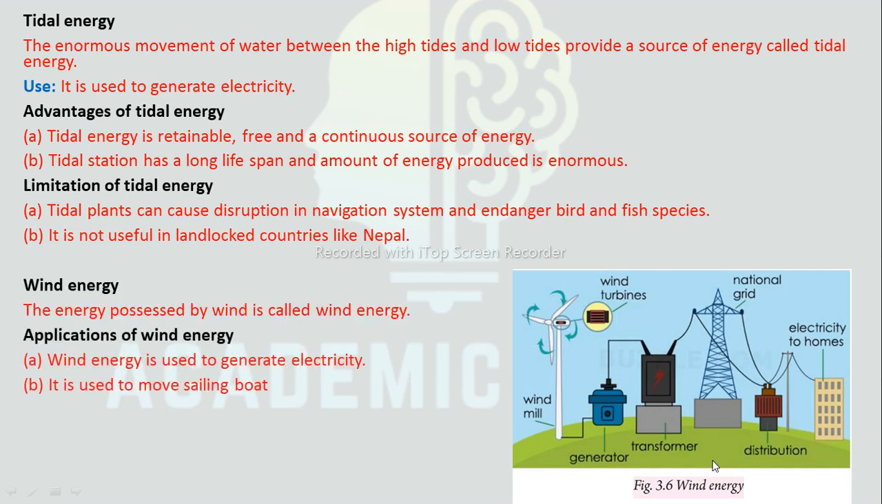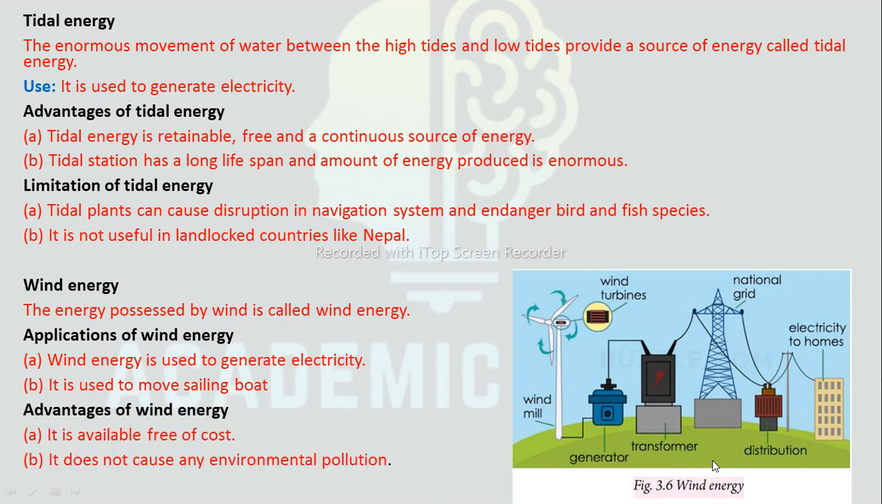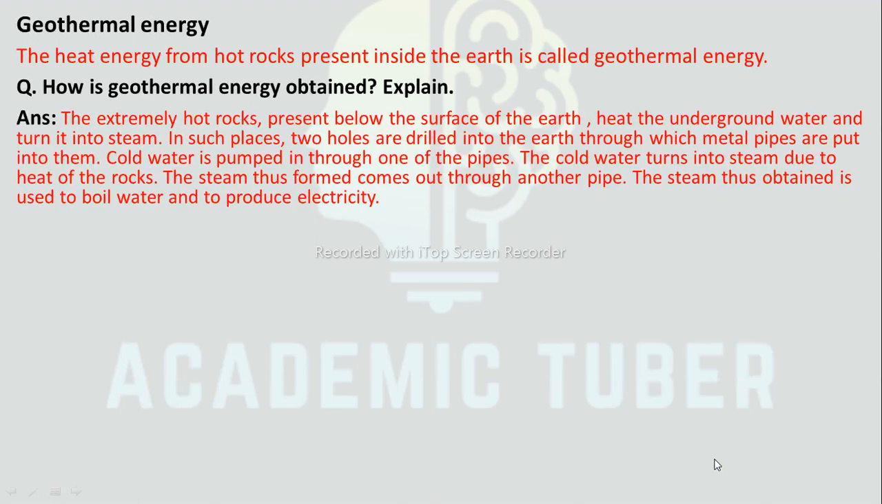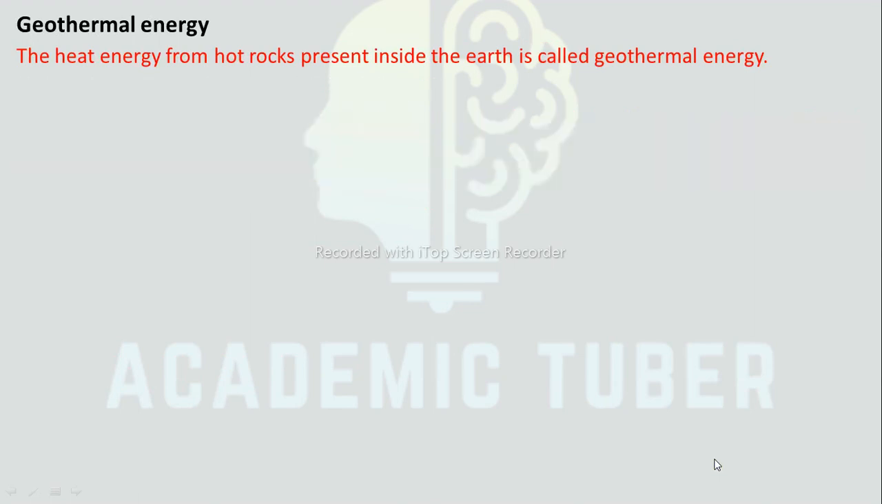Wind energy. The energy possessed by wind is called wind energy, and it is used to generate electricity. It is used to move sailing boats. Advantages of wind energy. It is available free of cost. It does not cause any environmental pollution. Geothermal energy. The heat energy from hot rocks present inside the earth is called geothermal energy.